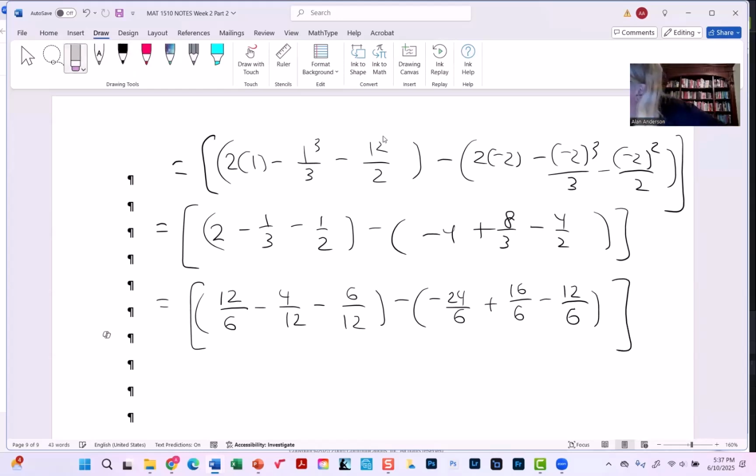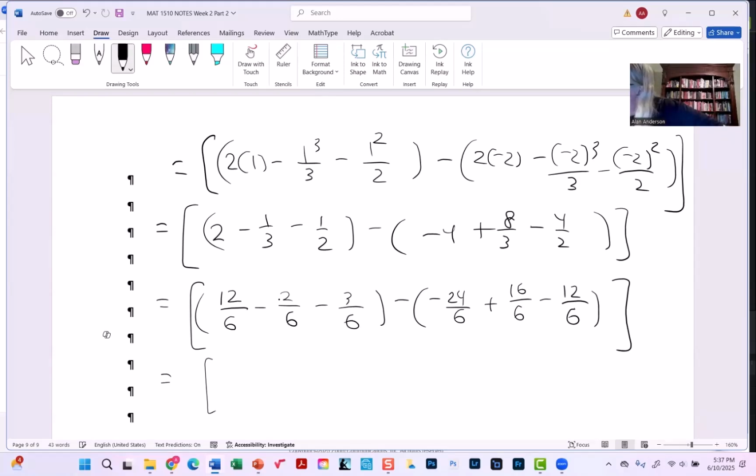I just want to be a little careful. This starts to look like a 12 here. Let me just fix that. Be very careful when I write with this tablet. Okay, here we go. Oh, I just realized these are supposed to be sixths. Okay, let's try that again. Better. Okay.